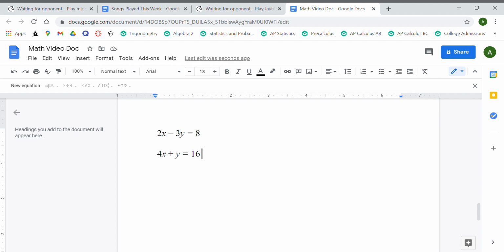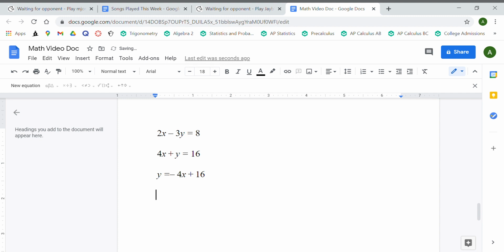Alright, so we have 2x minus 3y equals 8, and 4x plus y equals 16. We are asked to find the solution using the substitution method. However, none of our variables are solved for in one of these equations. So what do we have to do? Well, if you take a look here, we have a coefficient of 1 for y. So I say we use this equation right here and solve for y. So we're going to subtract 4x on both sides to make it y equals negative 4x plus 16. Simple.